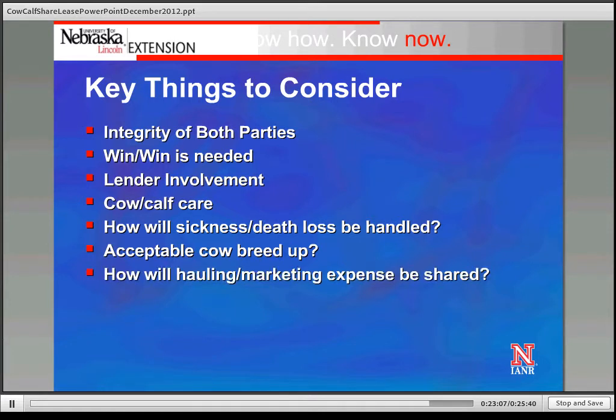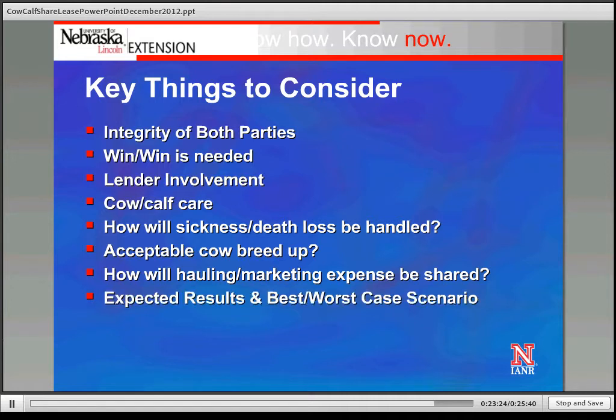How will hauling and marketing expenses be shared? This is especially important to discuss in a cow-calf share arrangement. How will expenses be shared once those calves leave the ranch and are going to the sale barn or maybe being sold on video? Visiting about and talking through that is important.